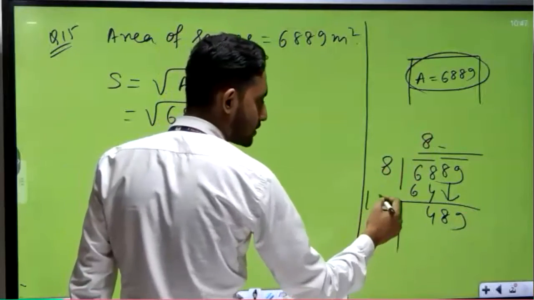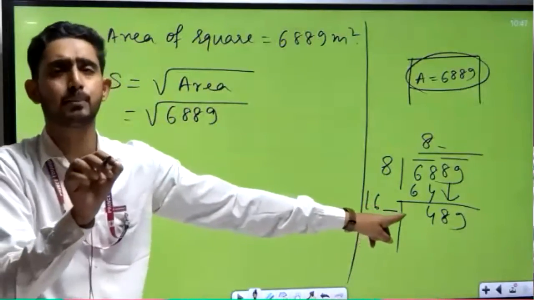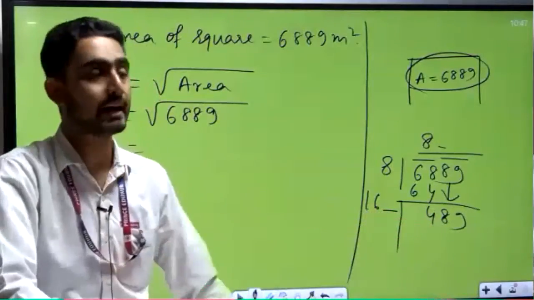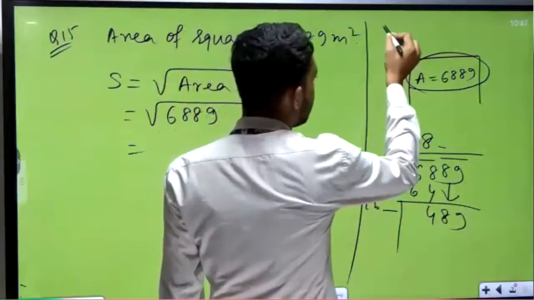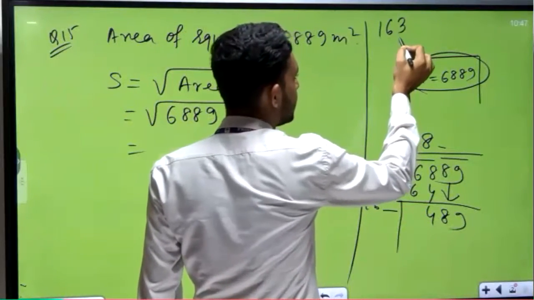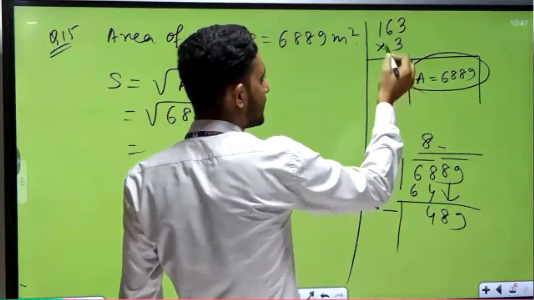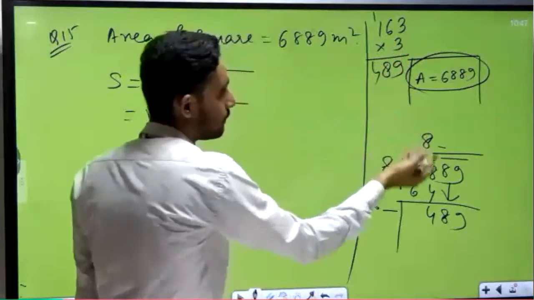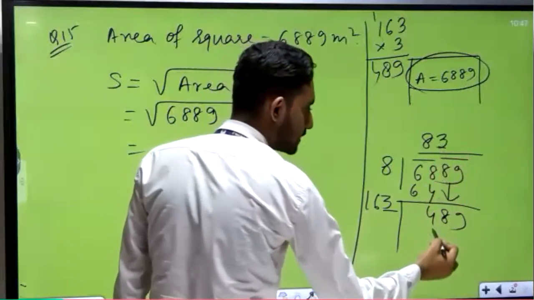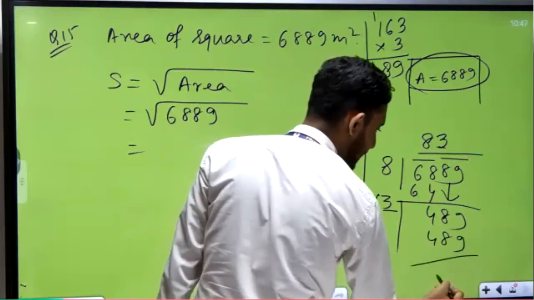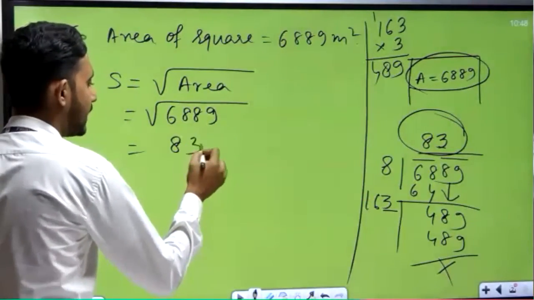Now next step, 8 plus 8, we have to add these two, 16. Now you have to put a number, and then multiply by the same number, in which 489 will come. So we can say 16 multiply 3. Check once. 3 times 6 is 18, 8 and 1 carry. 3 times 1 is 3, plus 1 is 4. Yes, 489 comes. So put 3 here, and here also 3. So the answer will be 83. We know side is equals to 83 meter.